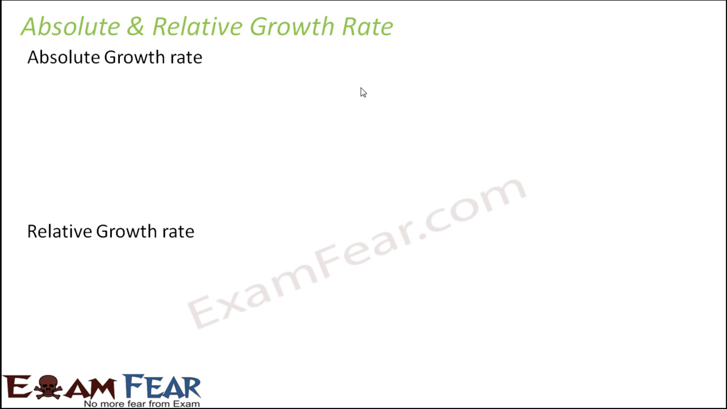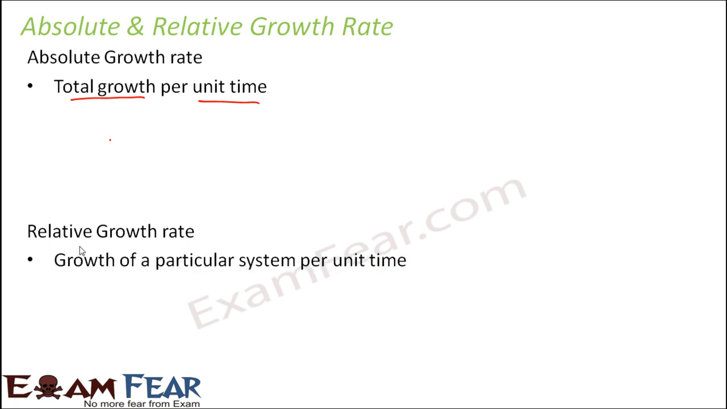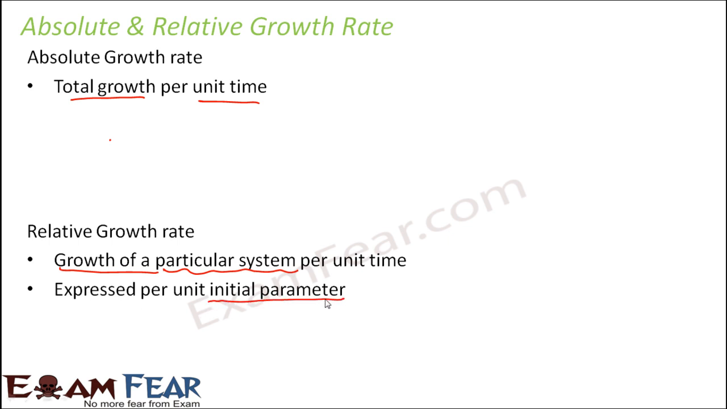The term absolute growth rate means total growth per unit time. Now these are similar to the terms which you have learned in your physics, like absolute velocity and relative velocity. So whenever it is relative, it is compared to something else, right? And absolute means it has nothing to do with comparison. So absolute growth rate is total growth per unit time, whereas when you talk about relative, it is growth of a particular system per unit time. So relative growth rate is always expressed per unit of the initial parameter.